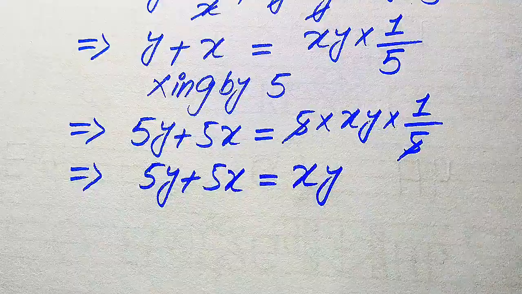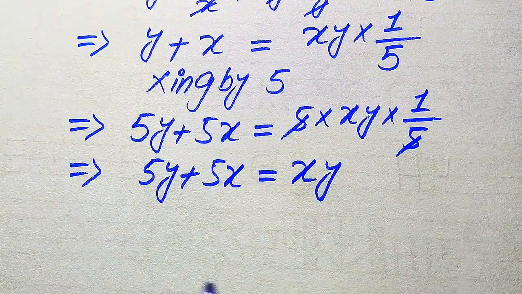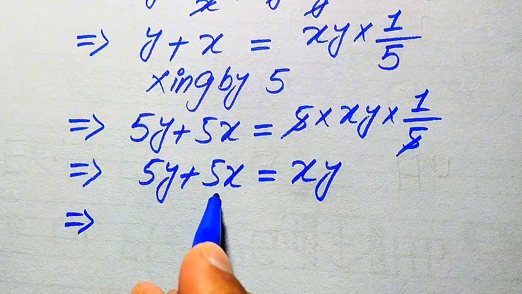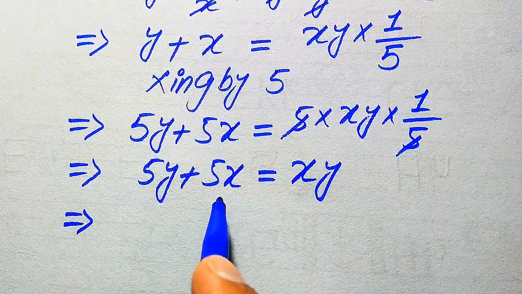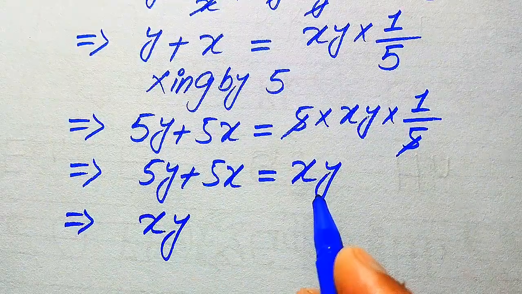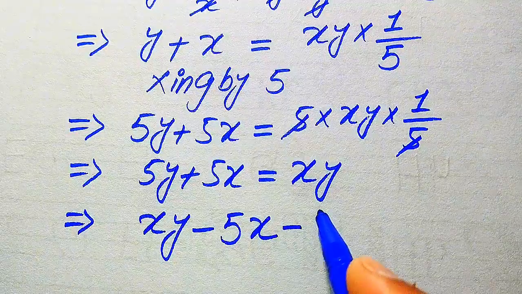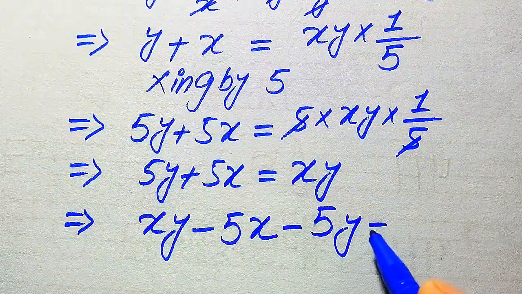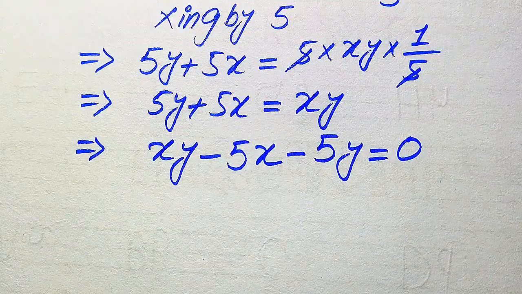And now further in the next step we need to move the terms from the left hand side to the right hand side. So both of these two terms are positive. When we move them to the right hand side, they become negative, and when we move 5x to the right hand side, it becomes xy minus 5x, and y also becomes minus 5y, and this whole equation is equal to 0.